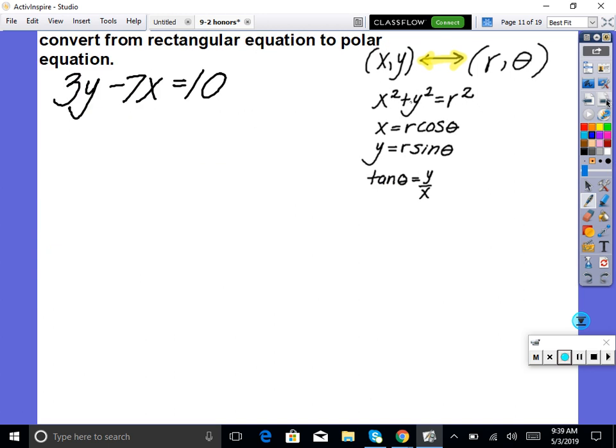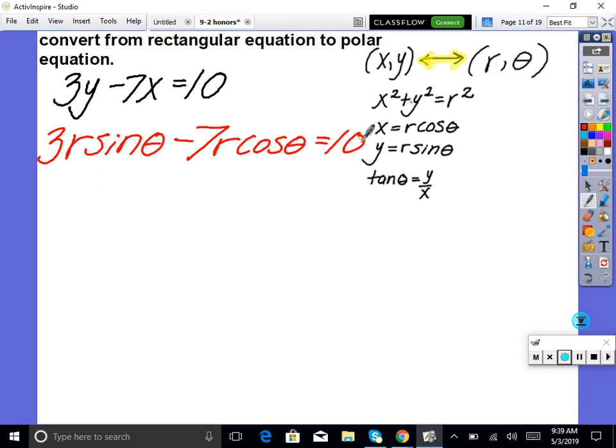All right, let's do this one here. So it says 3y minus 7x equals 10. Now right away, there's no true statement that we can use, correct? So we're going to have to just kind of plug in what we do know. So if this is going to be 3, instead of y, what would be the polar form? Good, r sine theta. And then we have minus 7, and then instead of x, we better write r cosine theta. And that's equal to 10. So we just replace these with what they're equivalent to.